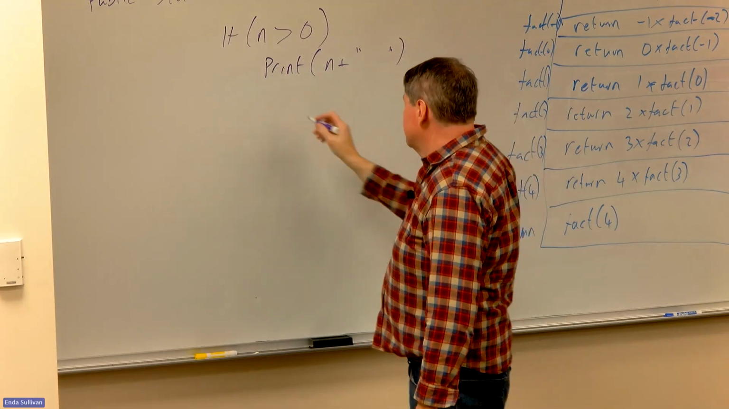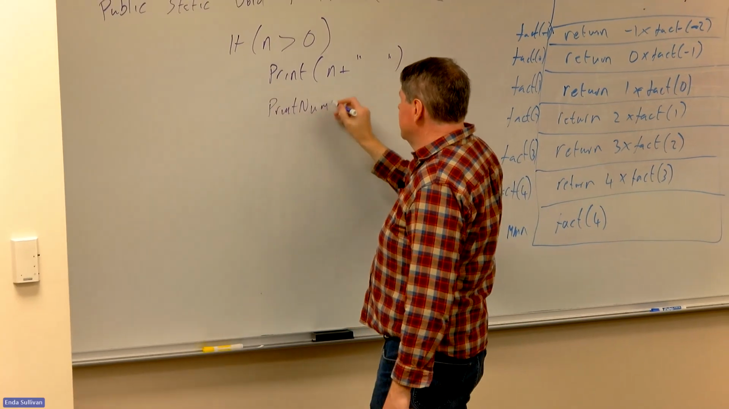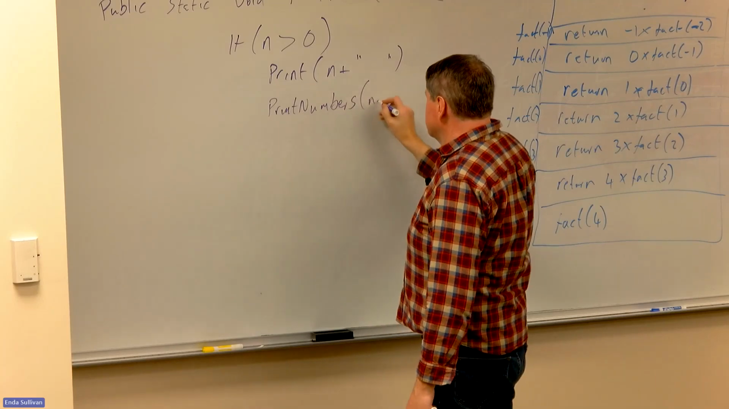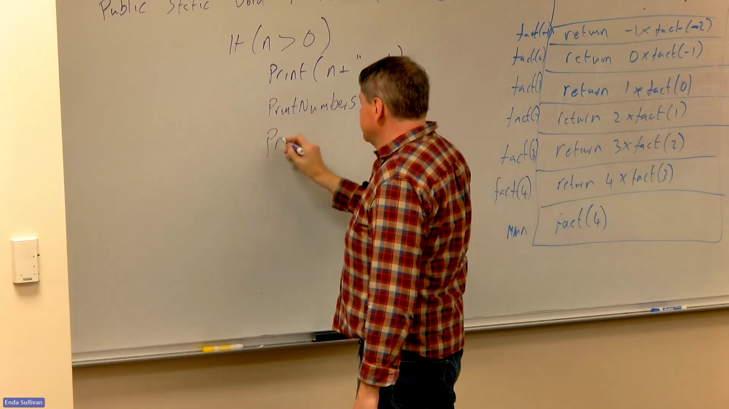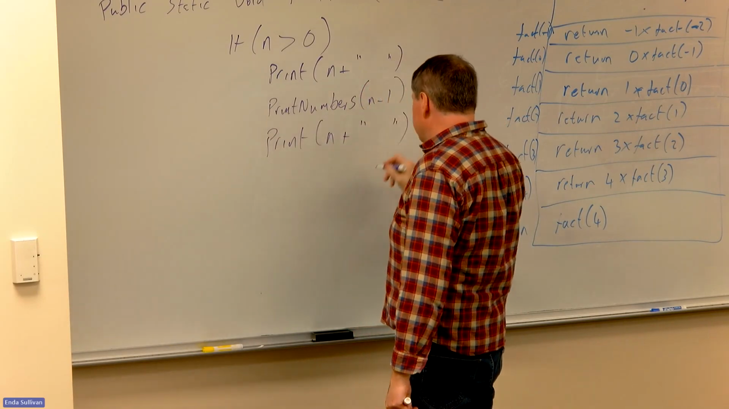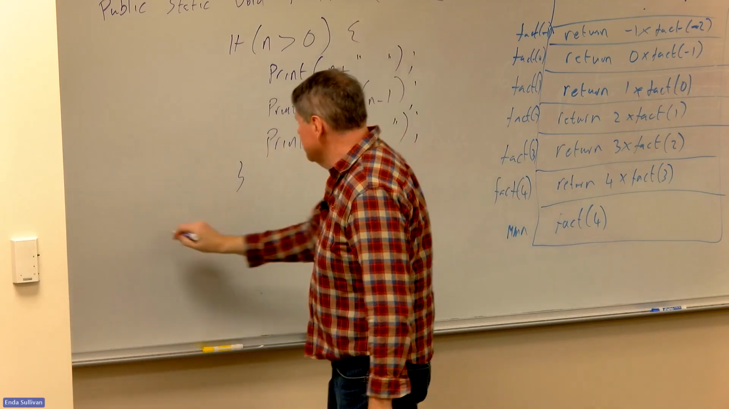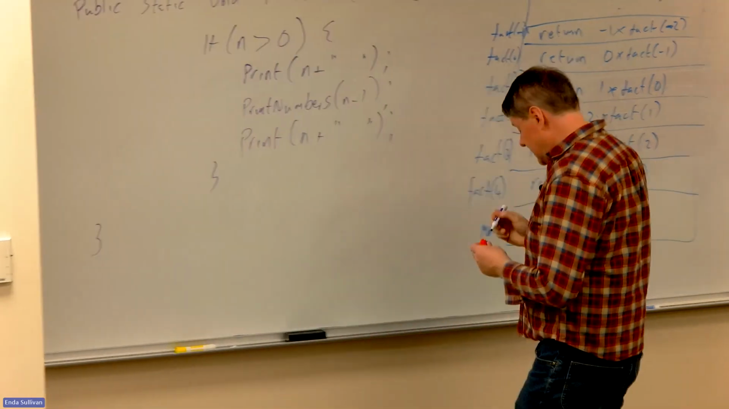Okay, so it prints out that. Then we have a recursive call, print numbers n minus 1. And then we have a print statement for n and a space again. Each of those have semicolons. That's a curly brace, that's a curly brace, and that's a curly brace. And I think that's what we got.